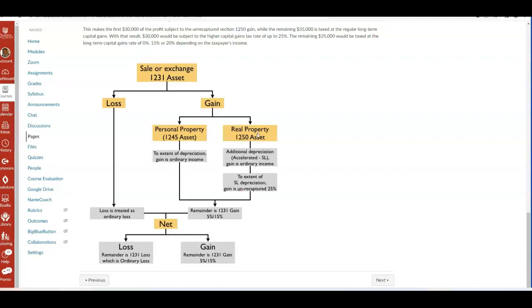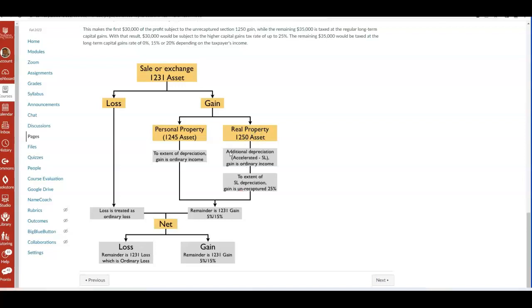But let's go back here and talk about real estate property. If it's a real estate property, we call it 1250 asset. Real estate property doesn't have a 5 years life or 7 years life. It is 27.5 years for residential and 39 years for commercial real estate property. Okay, so you have a gain on that. Now what? If you have a gain on real estate property, a few things might happen.